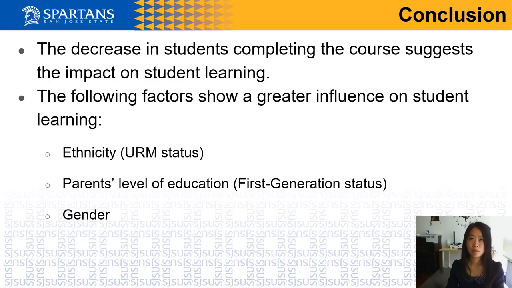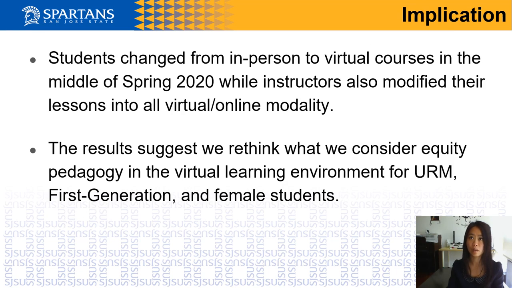With the conclusions we have here, we see the decrease in students completing the course suggests an impact on student learning. The following factors really have a great influence on students' learning: first, ethnicity, the URN status; also the parents' level of education, the first-generation status; and third, gender. For the language background, we didn't see a significant difference there. So based on the conclusions and results, we have the following implications.